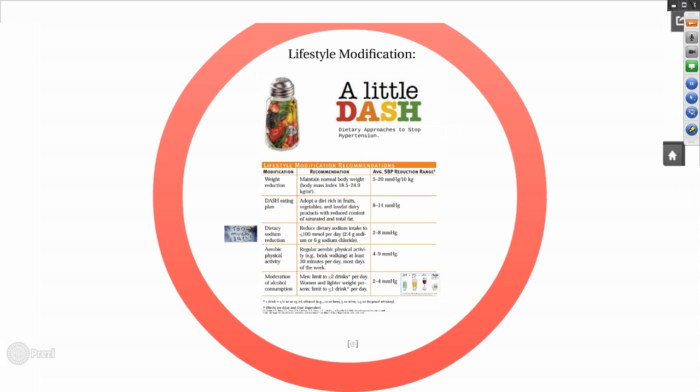So let's start with lifestyle modifications. I'm sure many of you have heard of the DASH diet. A lot of people don't even know what DASH stands for. DASH stands for Dietary Approaches to Stop Hypertension.